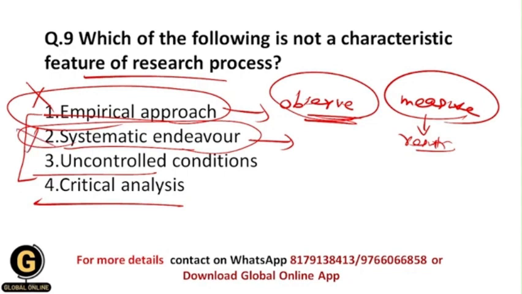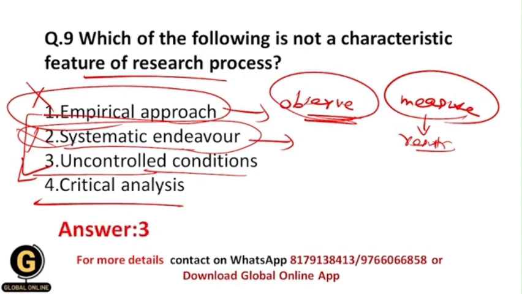Uncontrolled conditions, yes, so within the research process we have the controlled conditions, because under these controlled conditions we can manually manipulate the independent variables, and we get the effects on the dependent variables, and for that we need the controlled conditions for our variables under study. Okay, and that's why this is not a characteristic of research process, because a research process has the controlled conditions. Okay, so uncontrolled conditions is not a characteristic feature of research process. So this is the correct answer to this question.